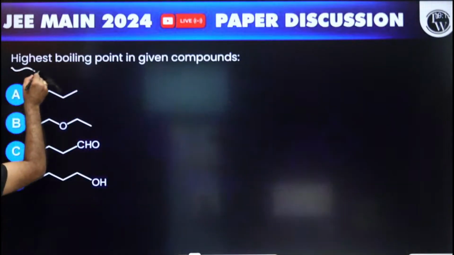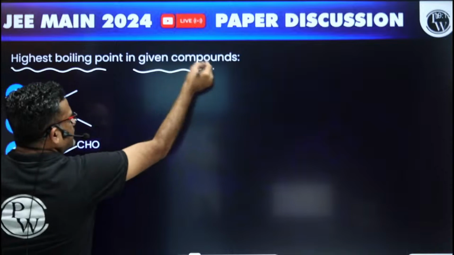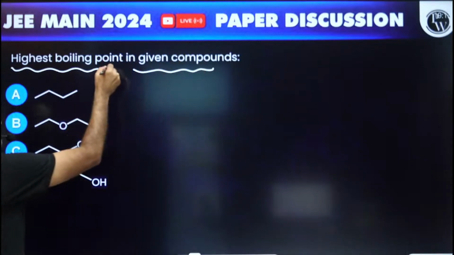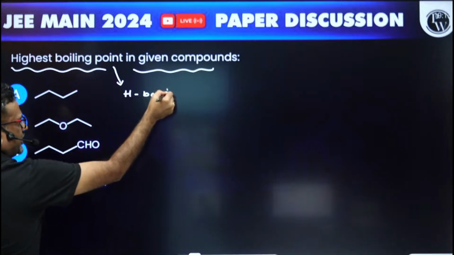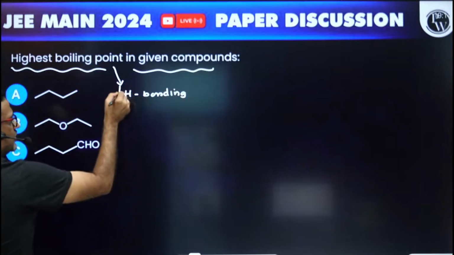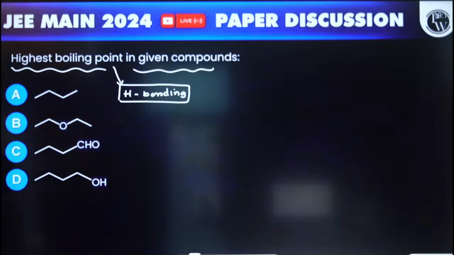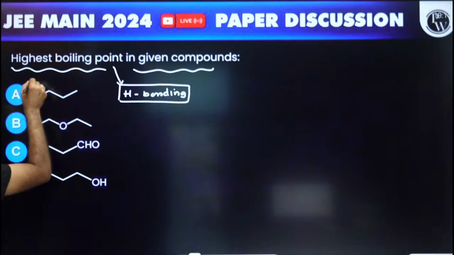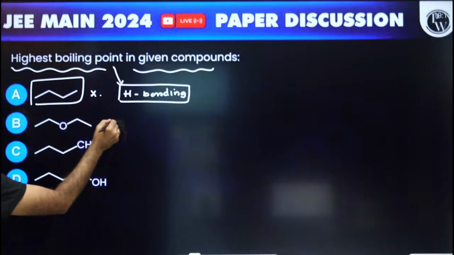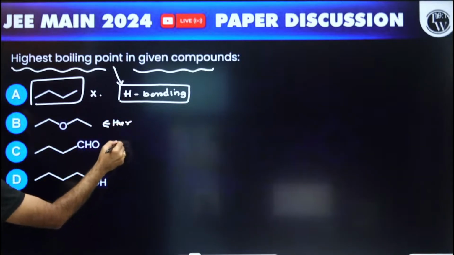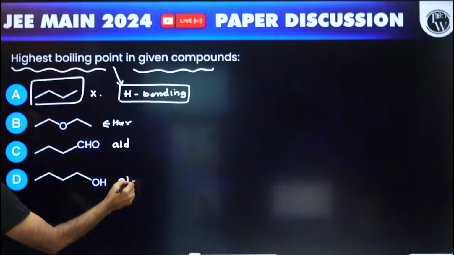Highest boiling point is given in which compound? Highest boiling point will be given due to what? If there is hydrogen bonding. Generally what we observe. Is that clear? Here this is alkane, so no hydrogen bonding here. Here this is ether. Here this is aldehyde, and here we have alcohol.